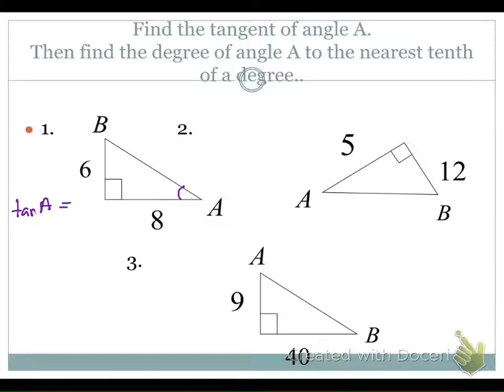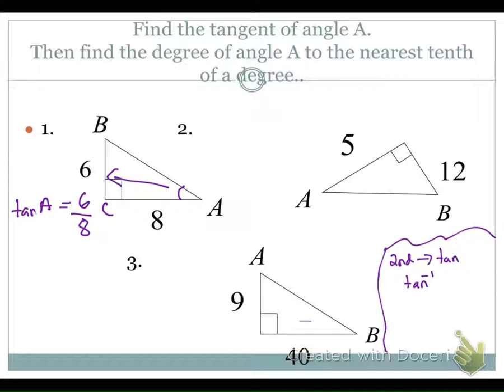So opposite. So what is opposite of A? The side that is going to be opposite is going to be the one that corresponds with that 6. So it would be BC if there was actually a C here. So it'd be 6 over the one next to it, which is the adjacent, which is 8. Nice job.